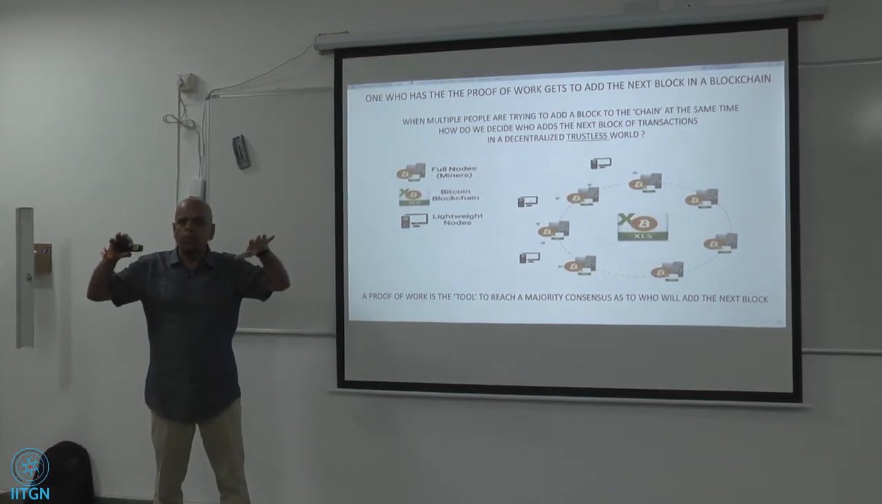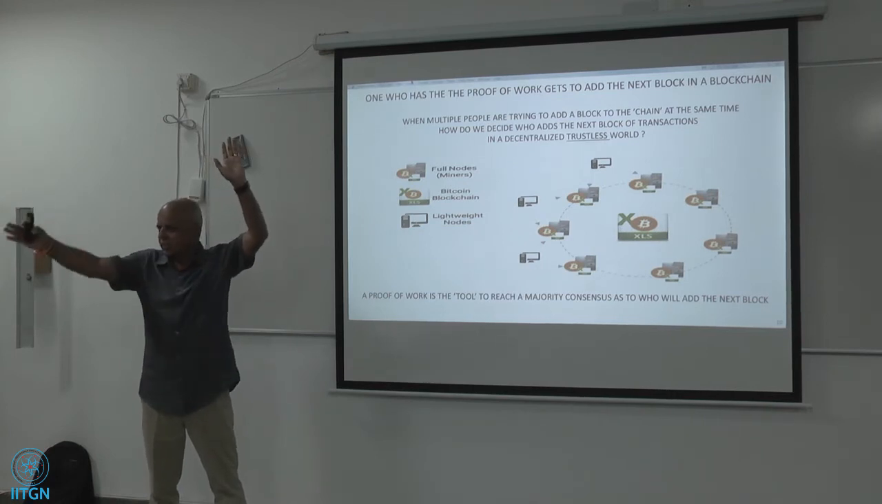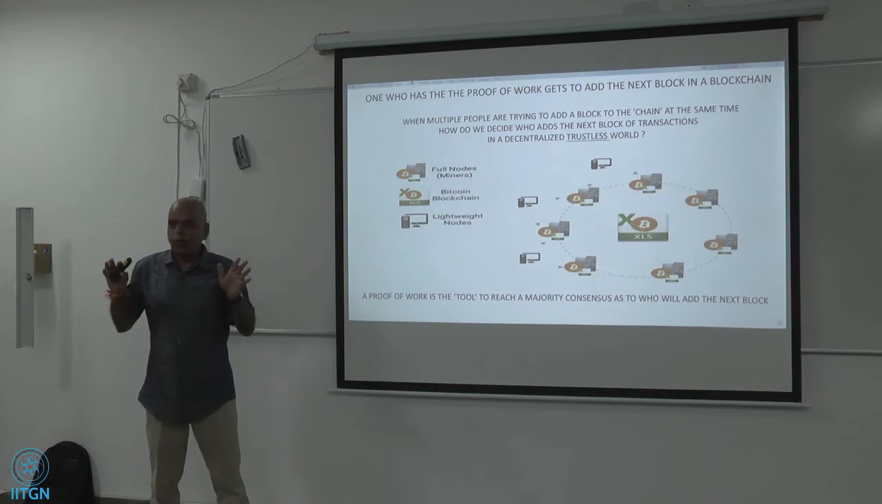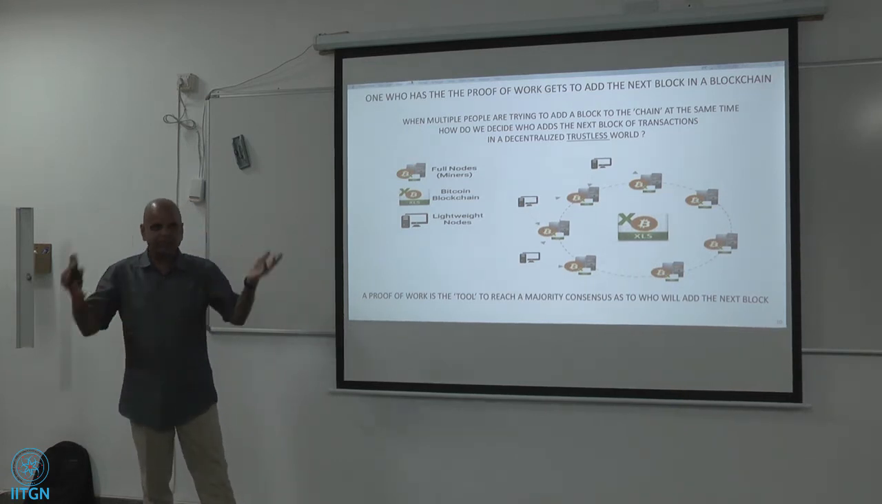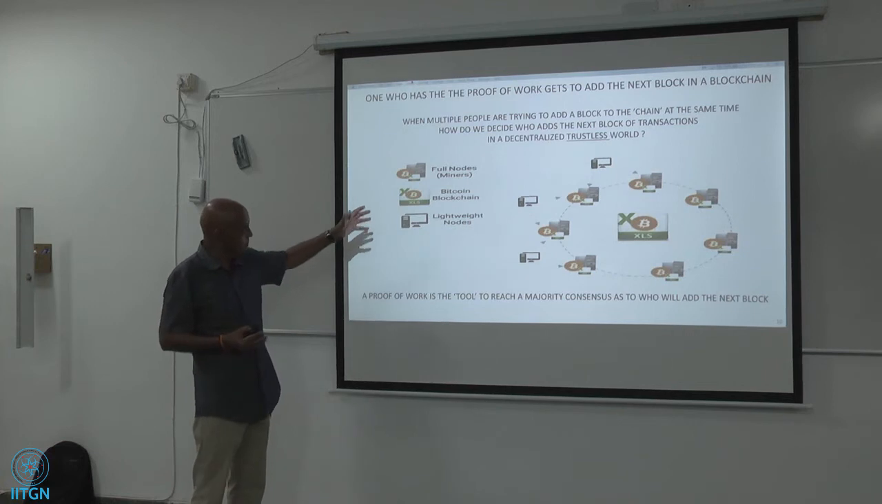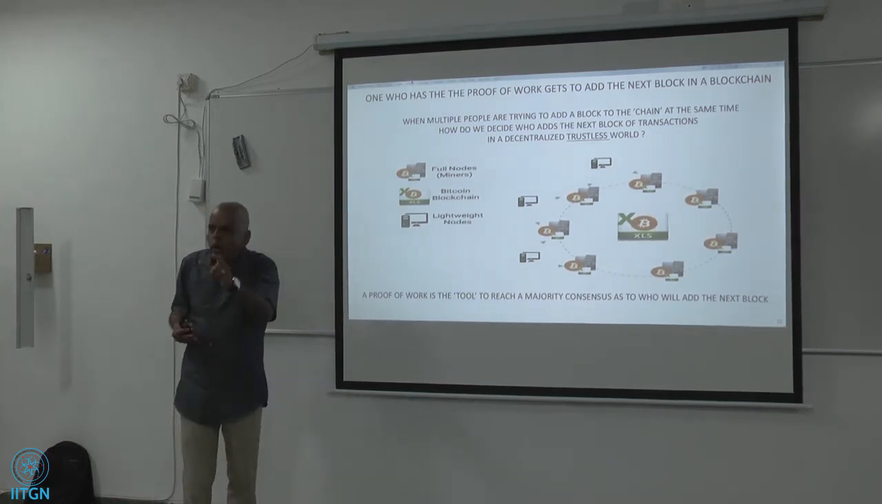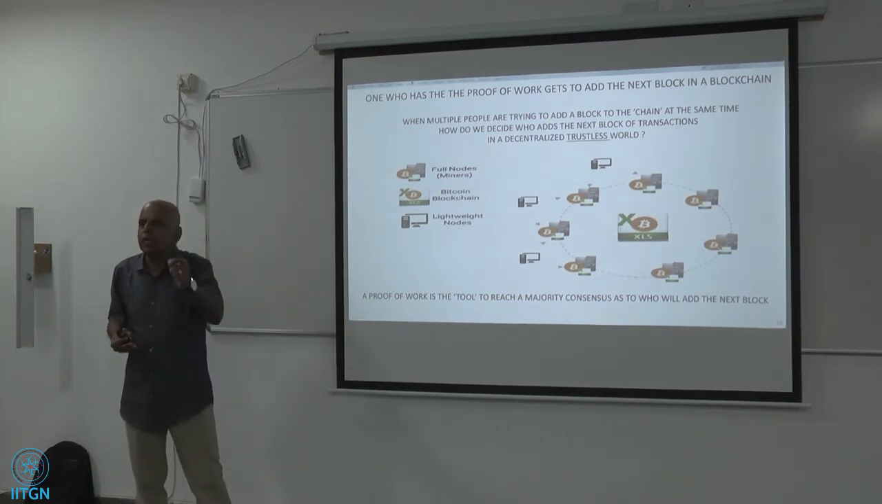Sometimes many people might try to add a block. I solved the puzzle. You say, I solved the puzzle. Now, all of them can't be allowed to add a block at the same time. It could be disorder, chaos, and all. A high entropy situation, totally out of control. So how do we decide who adds the next block in a decentralized, trustless world?